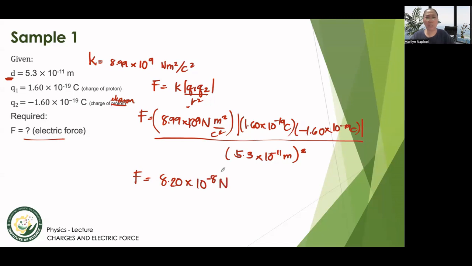Now, let me show you the cancellation of units. Ito, C times C magiging C squared. Maka-cancel out siya dito dahil mayroon kang C squared dito sa denominator. And then ito, square meters, ito, magiging square meter siya, diba?